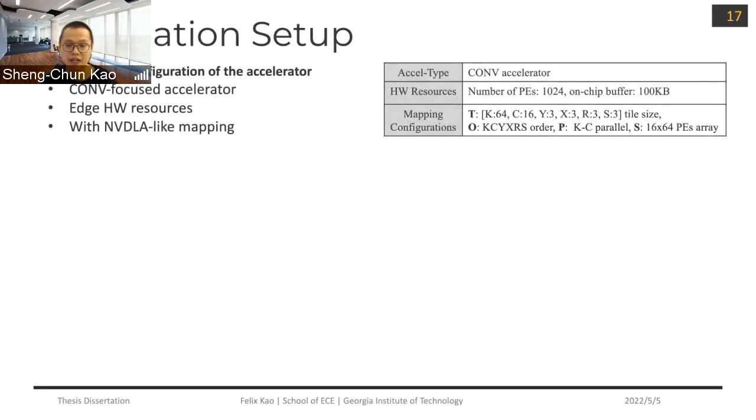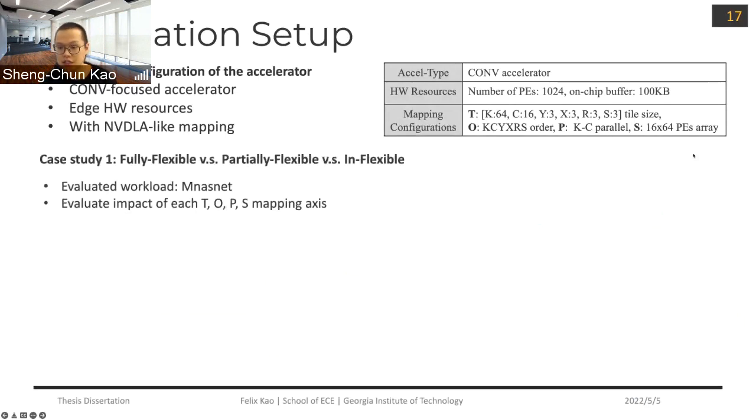So let's see some evaluation. So here's the hardware resource consideration of our modeling accelerator in this table. And we perform two sets of case studies. First is the discussion between fully flexible and partially flexible. And we evaluate using MNASnet workload and evaluate along each of the four mapping axes.